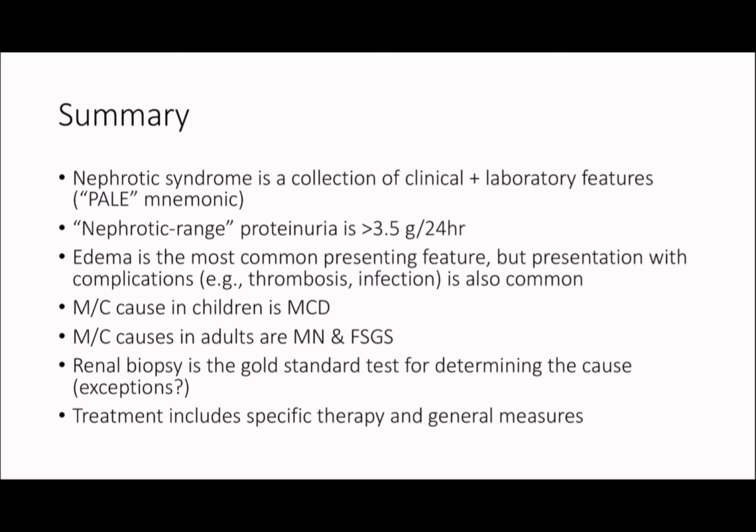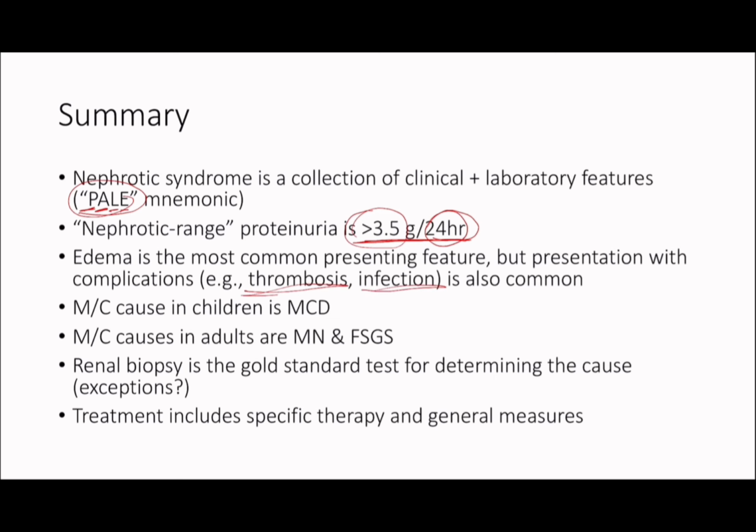And now to summarize, nephrotic syndrome is a collection of clinical and lab features of kidney disease, and we've used the PALE mnemonic: proteinuria, albumin, lipids, and edema. Nephrotic range proteinuria is defined as more than 3.5 grams of protein lost in urine within 24 hours, and this is a number to remember. Edema is the most common presenting feature of nephrotic syndrome, but presentation with a complication is also common. Some patients may present with a thrombus or an infection.